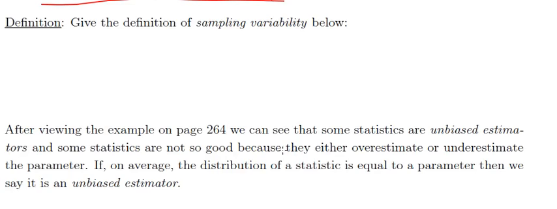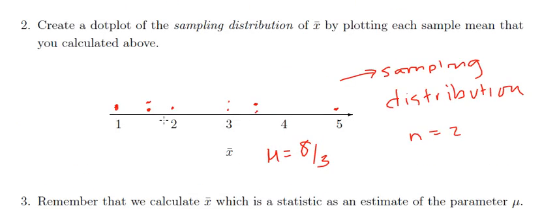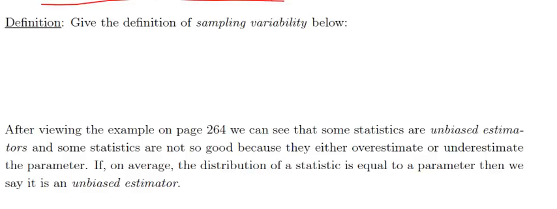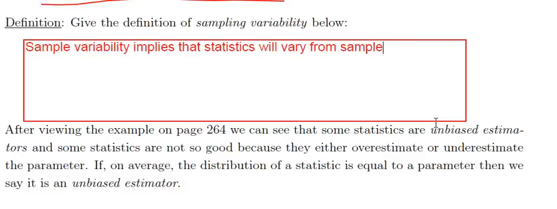Okay, and what we just saw was an example of sampling variability. That means the statistics vary from sample to sample. We're not surveying everyone in the population, so our samples are going to sometimes be off by a little bit. Okay, so let's write down the definition of that. Sampling variability implies that statistics, like the sample mean, will vary from sample to sample.